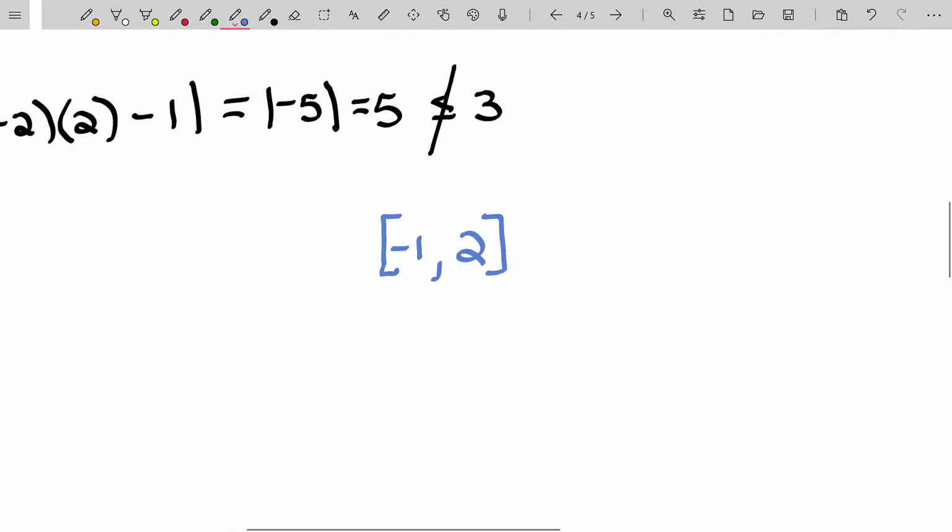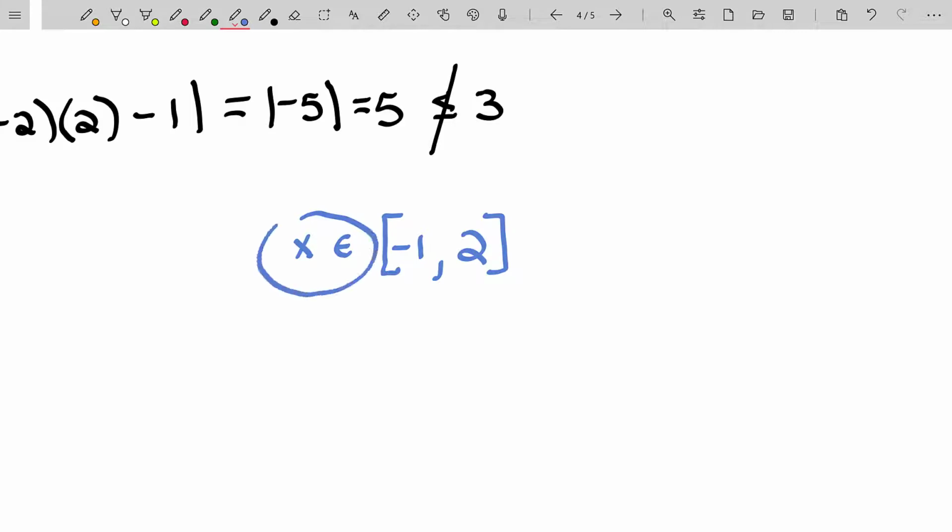It depends on instructor and what you're using, but some people write it this way as well. X is an element of the interval from -1 to 2. Either way of writing it is perfectly fine to me, but just letting you know, you might have an instructor that forces you to write this X is an element of. That just means the solutions are any X value in the interval from -1 to 2, including -1 and including 2.